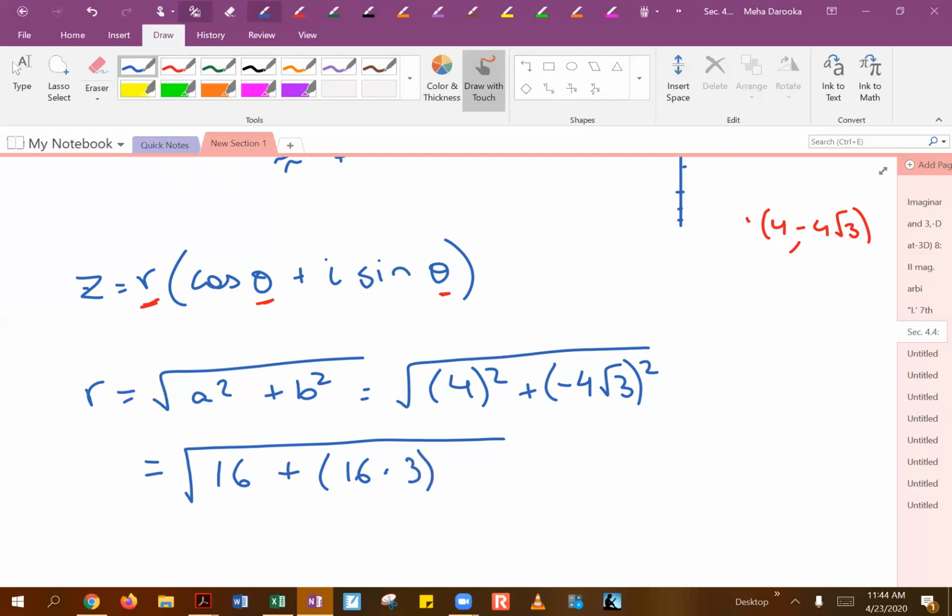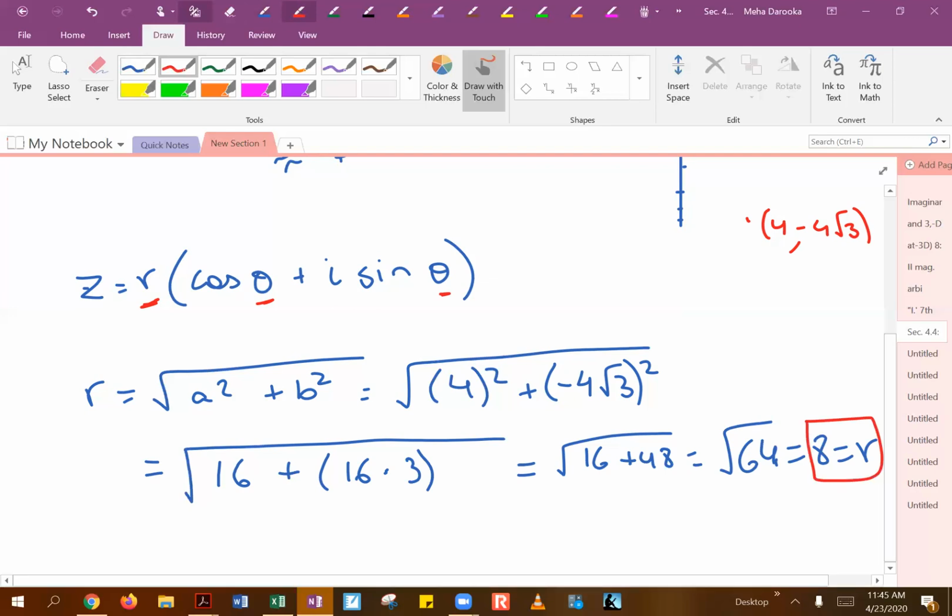Yeah, so this one we have to be careful about. And then what is 16 times 3? 16 times 3 is 48. So we are adding 16 plus 48, and that will give us 64, okay, and square root of 64 is 8. Okay, there you go. So we have our r value. So that takes care of that first part. Now we need to find theta.